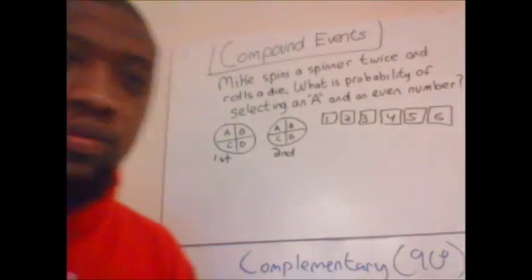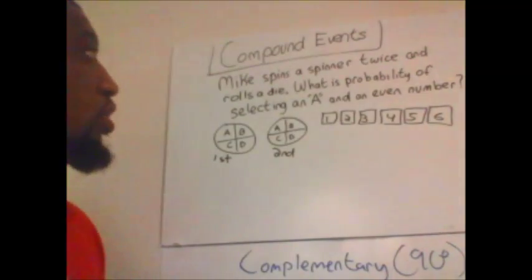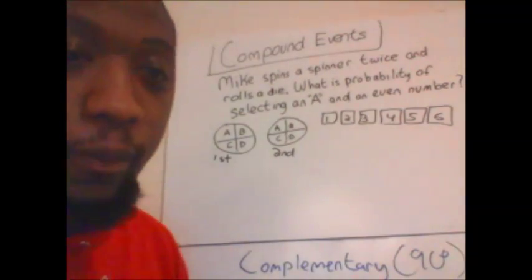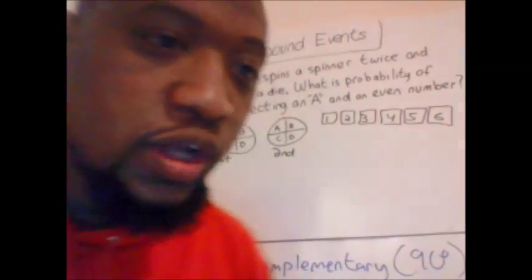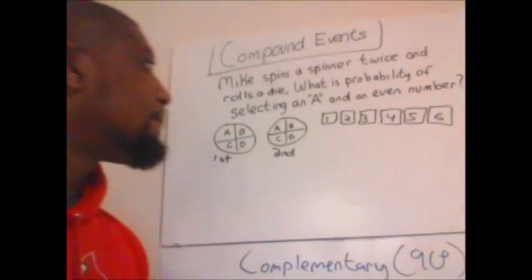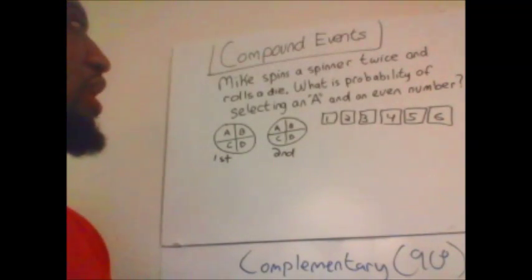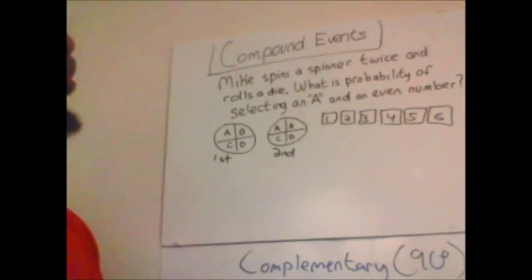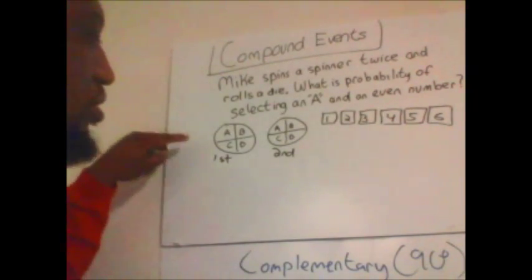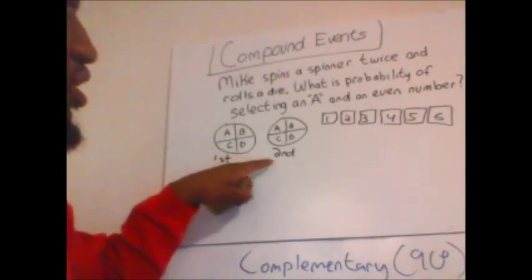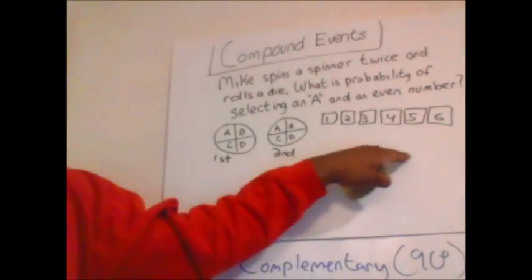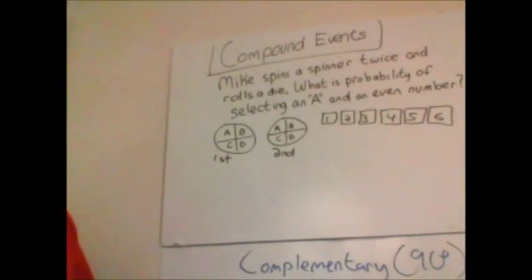All right. Today we're doing compound events of probability. I'm gonna step back so you can see the question. Mike spins a spinner twice and rolls a die. What is the probability of selecting an A and an even number? So what we have here is the first event, the second event, and the third event of rolling a die. Obviously, a six-sided die.